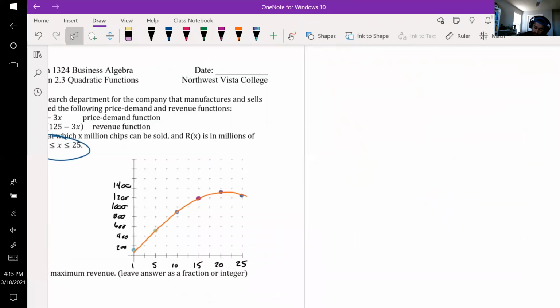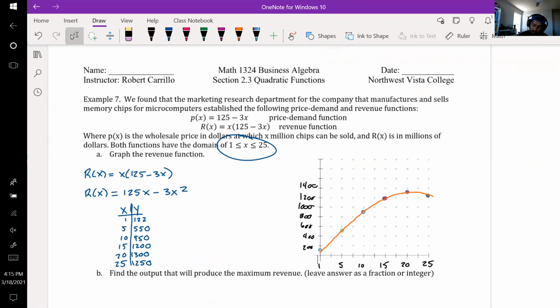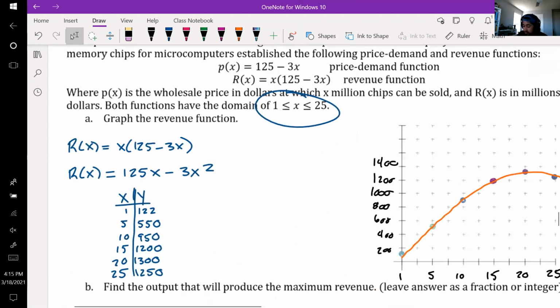Professor, I was wondering where you got the squared from the revenue function. It's when I distributed the X. Oh, it's okay. You see it? Yeah. Yes, sir. Cool.